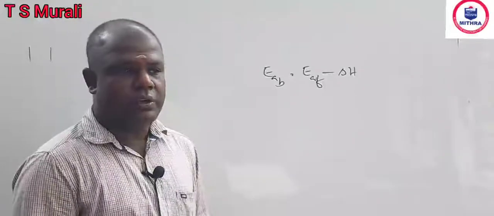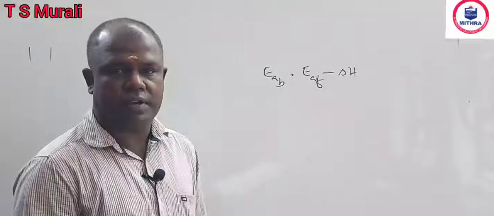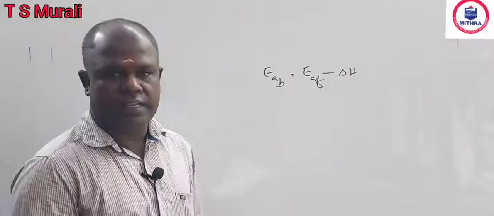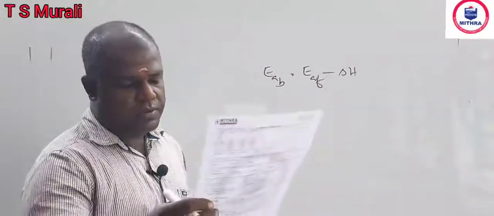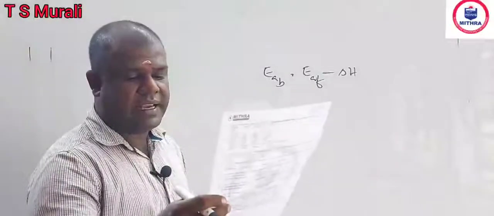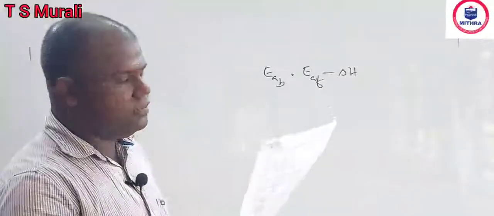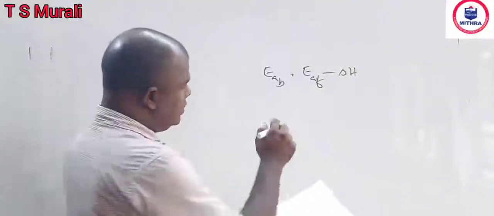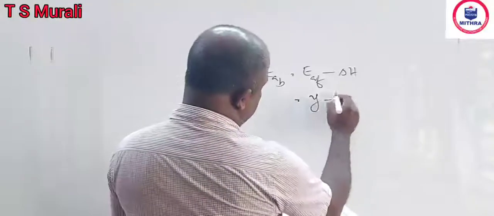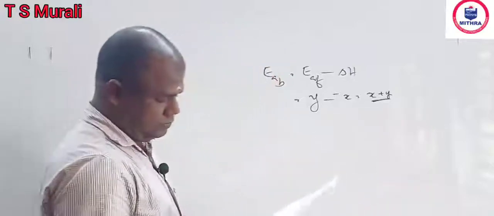You have to be cautious with the sign convention of delta H. If it is exothermic, take it as negative. If it is endothermic, take it as positive. In the given question, question number 10, enthalpy change is minus X and activation energy for the forward reaction is Y. So, Y minus of minus X. That means X plus Y will be the answer.